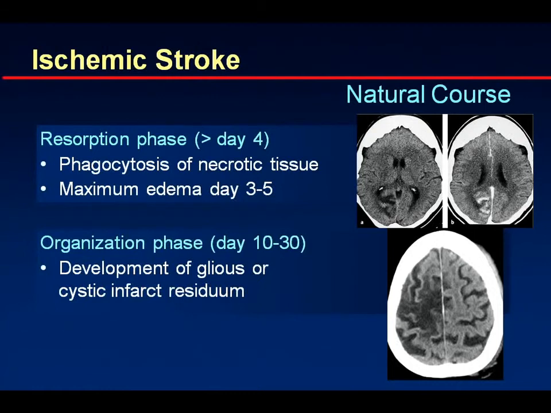In the organization phase, you'll ultimately develop gliotic scars or cystic infarct residuum, and the classic situation is that where you see very dense cortex and large areas that contain almost nothing.